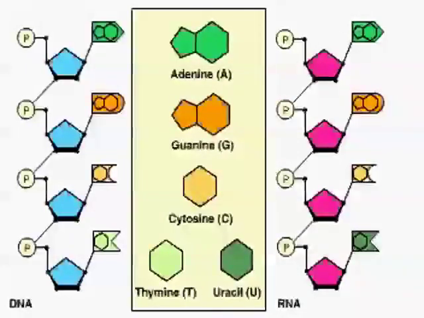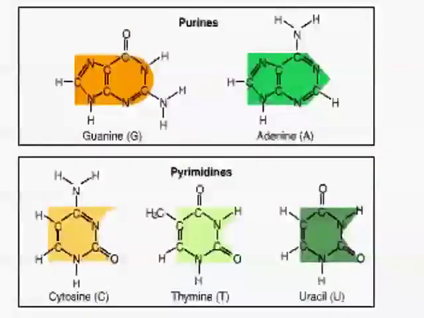Three of the four bases are the same in DNA and RNA: adenine, guanine, and cytosine. The fourth base in DNA is thymine. In RNA, it is uracil. The nitrogenous bases guanine and adenine each have two linked rings of atoms. They are called purines. Cytosine, thymine, and uracil each have a single ring, and these three bases are called pyrimidines.